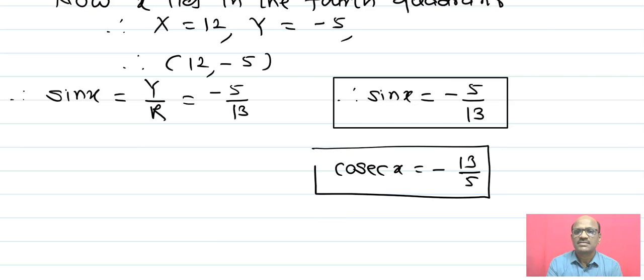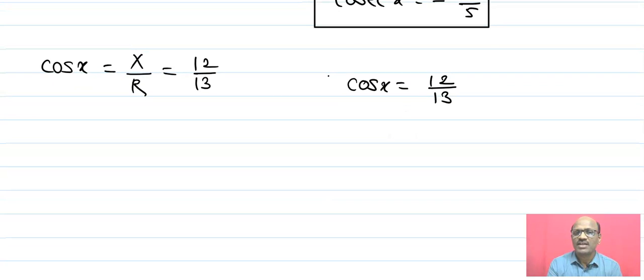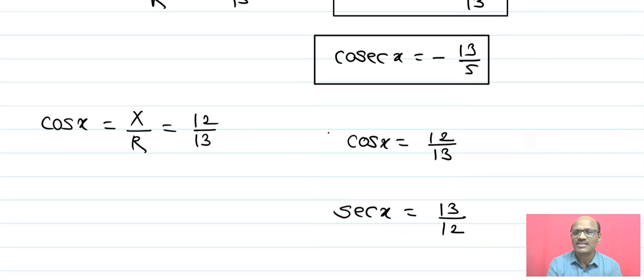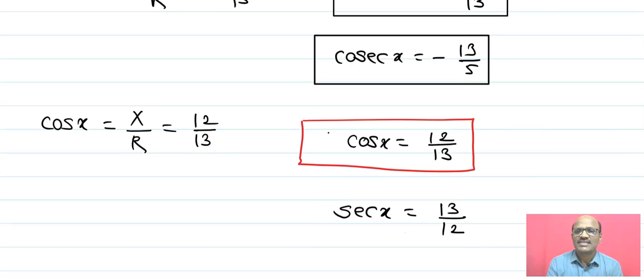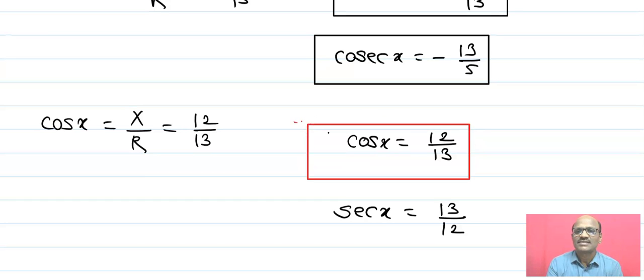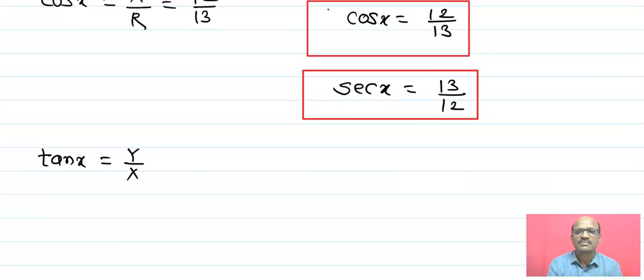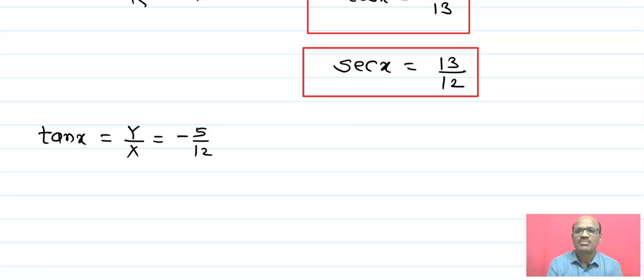See this, its value is minus 13 by 5. And next is cos x, that is capital X upon capital R, that is 12 upon 13. Cos is positive in the fourth quadrant, therefore it is already there, that is 12 upon 13. Now the next, sec. See this, cos x is equal to 12 upon 13, and its reciprocal, sec x, that is 13 upon 12.